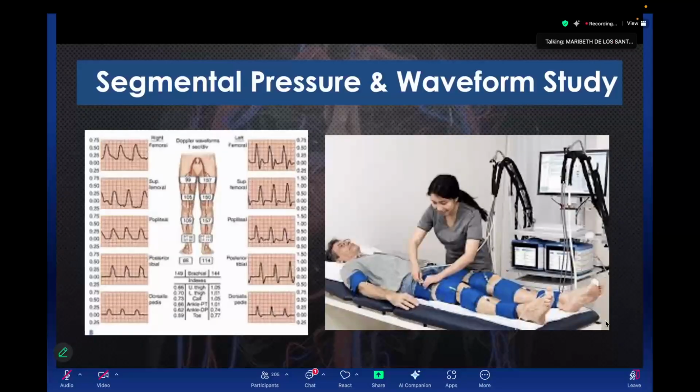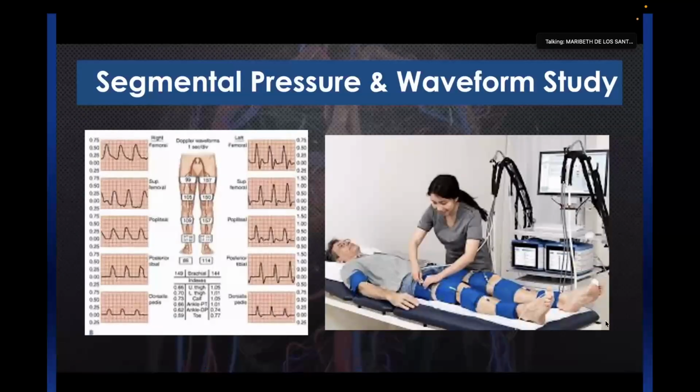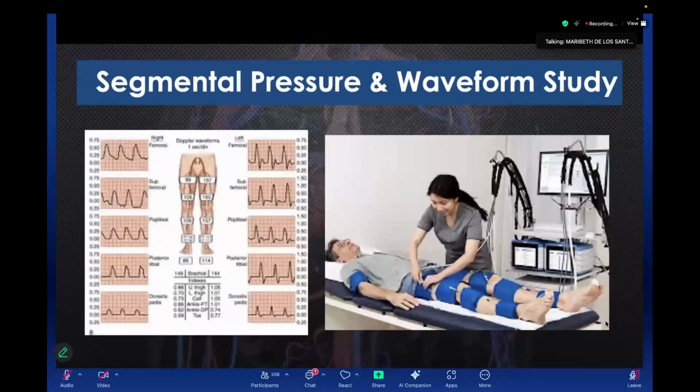For example, the pressure in the upper thigh is 100 millimeters mercury. And then above the knee, it dropped down to around 60. So you have stenosis above the knee. That's more than 20 millimeters mercury.